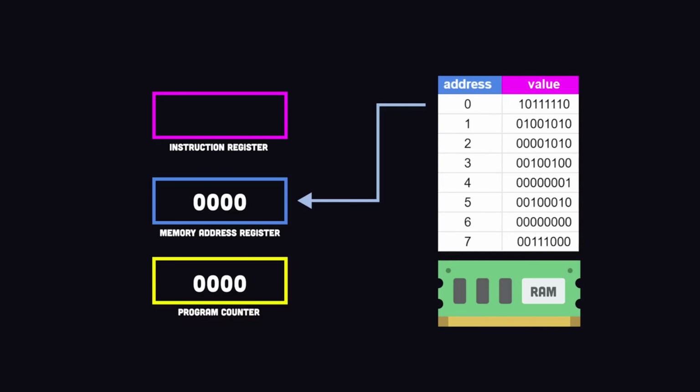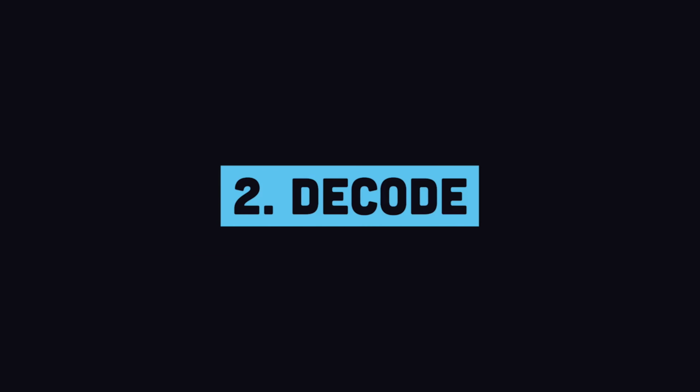The program counter starts at 0 and copies that address to the memory address register. Then the control unit sends out a signal to copy the data from that address to the instruction register, at which point it needs to figure out how to use this instruction in the decode phase.